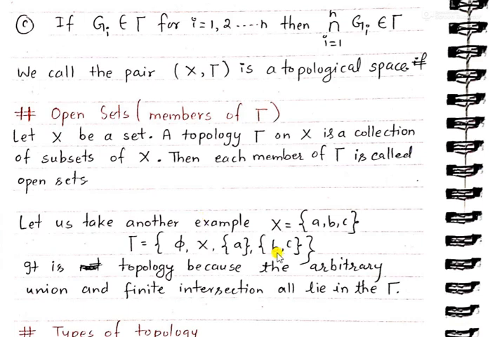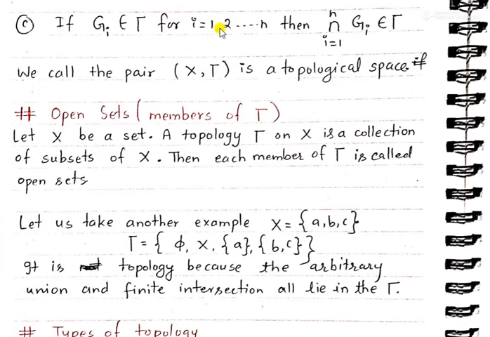Let us take one example. For example, X is a set and the topology tau is defined like this. Here all the sets phi, X, A, BC and ABC lie in the topology. So here A, BC, phi and X, all these are open sets. Let us move ahead a little bit.